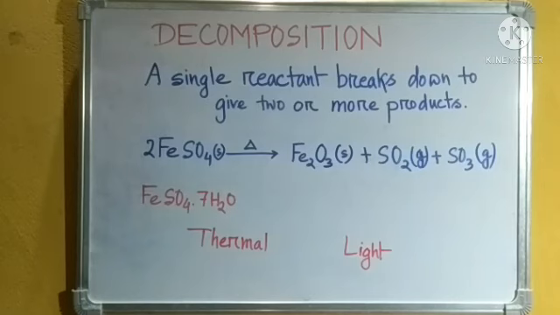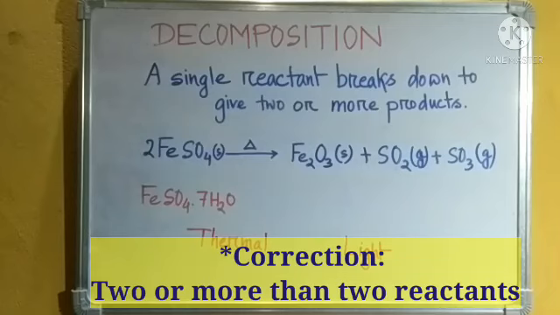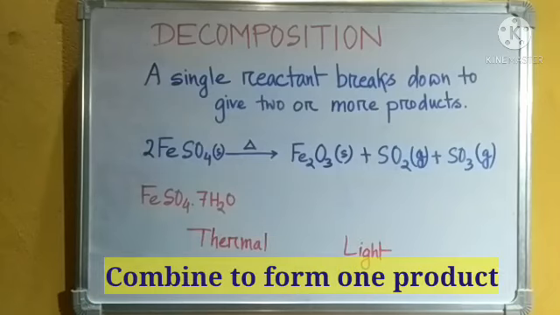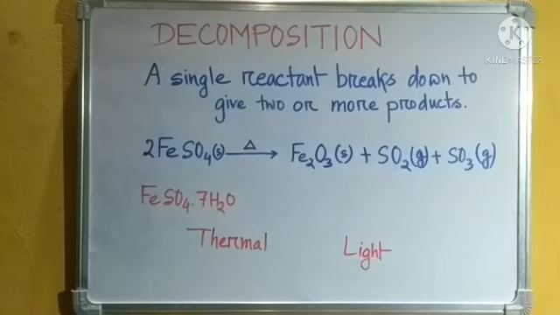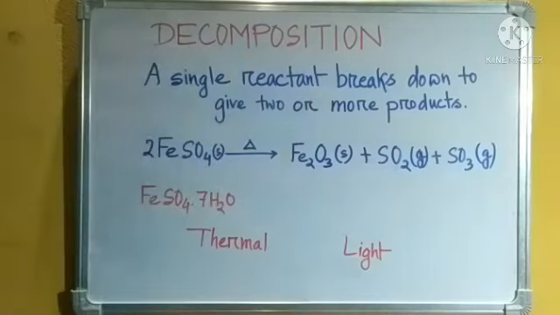Hello students. In our previous classes we have discussed combination reactions. What was a combination reaction? It is a reaction in which two or more reactants combine to form only one product. That kind of reaction was called a combination reaction. Today we will be learning about the second type of reaction, that is decomposition reaction.